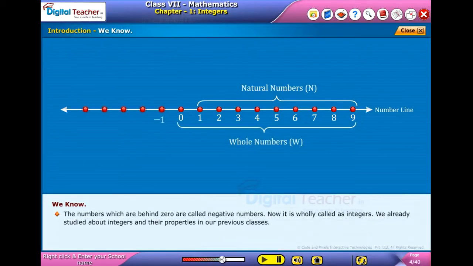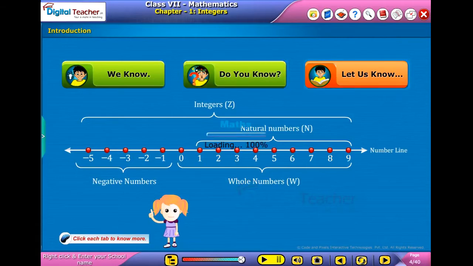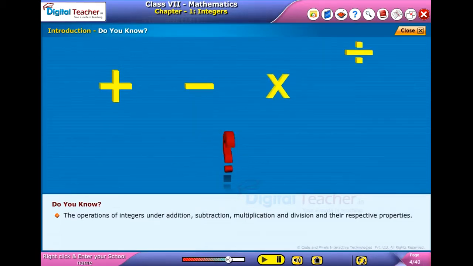The numbers which are behind 0 are called negative numbers. Now, it is wholly called as integers. We already studied about integers and their properties. Do you know the operations of integers under addition, subtraction, multiplication and division and their respective properties?